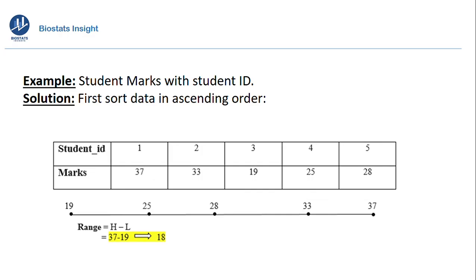Example, student mass with student ID. Here are student IDs 1 to 5 with their respective mass. First we need to sort the data in ascending order, and then we can find the highest minus lowest difference. This is your range value.